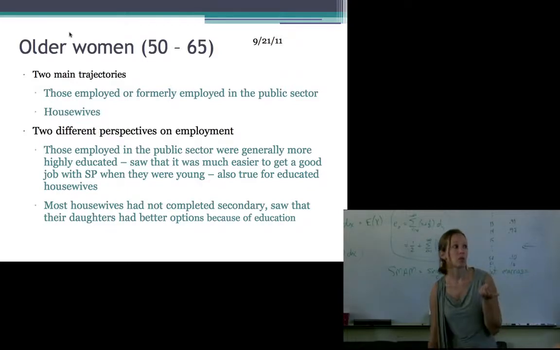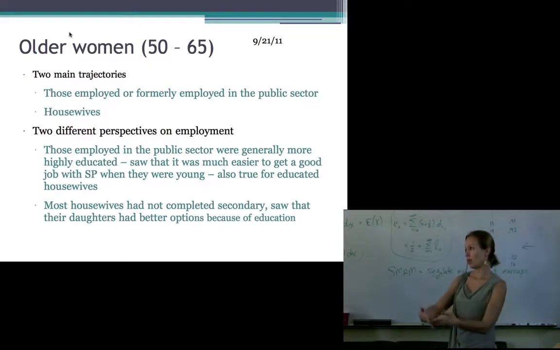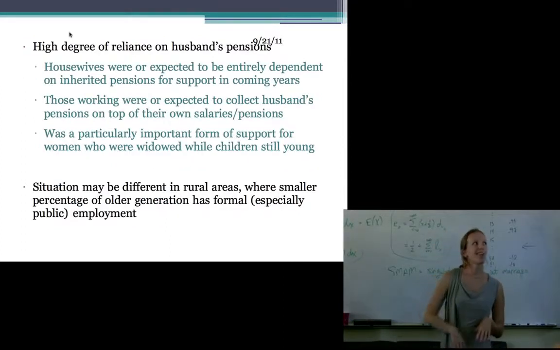The housewives were mostly those who, there were some who were educated and just either never wanted to work or their husbands never let them. A lot of them just had never been educated enough to have benefited from these public sector guarantees. A lot of them had finished primary and preparatory school, and that was about it. Interestingly enough, among both of these groups, there was a very high level of reliance on their husbands' pensions.